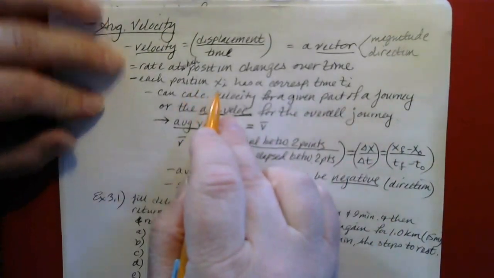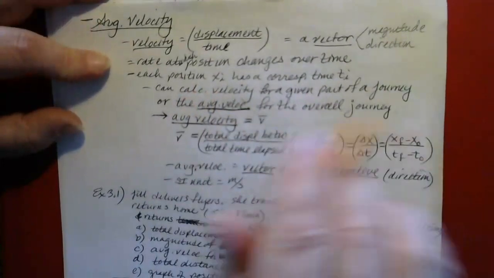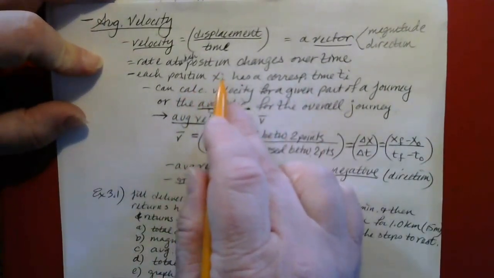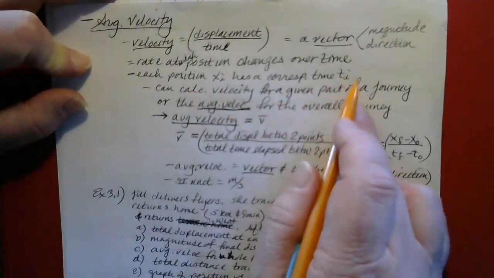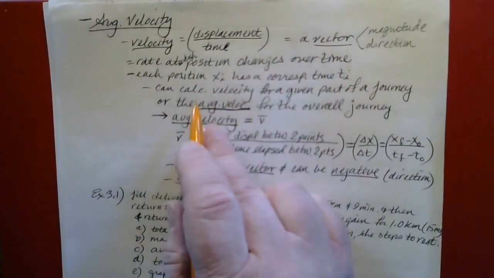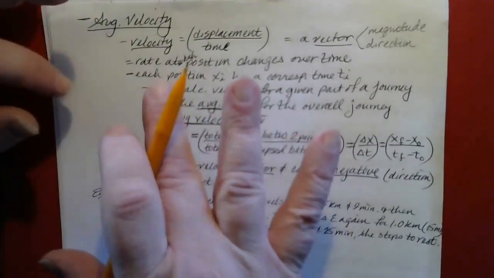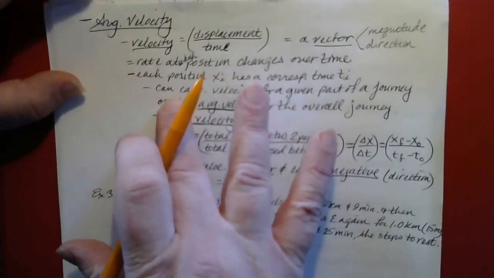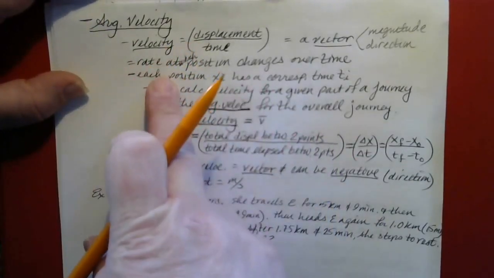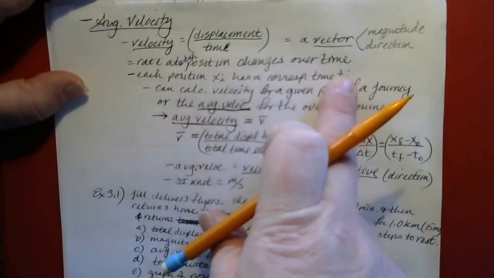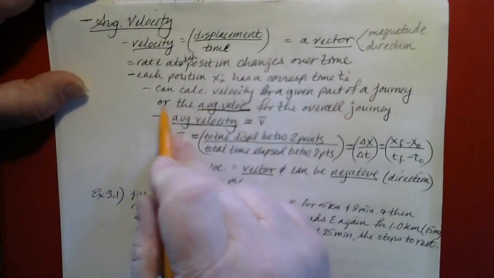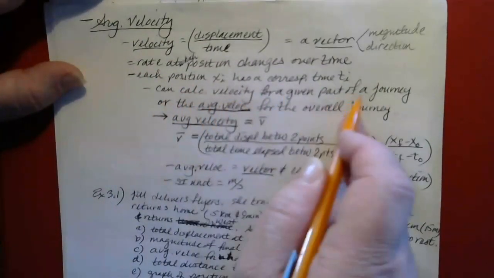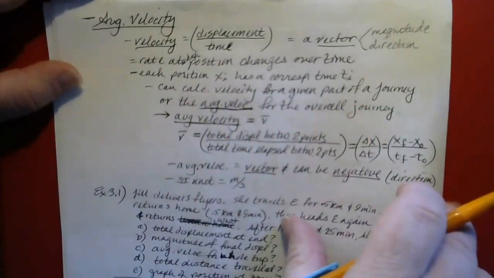So each position of an object, if we're following its movement, and we'll call each position xi, has a corresponding time, and we'll call that ti. So it's at a certain location at a certain time. It might be here at time 1, and it might be here at time 2. So each of those positions has a corresponding time. We can calculate the velocity for any given part of the journey.